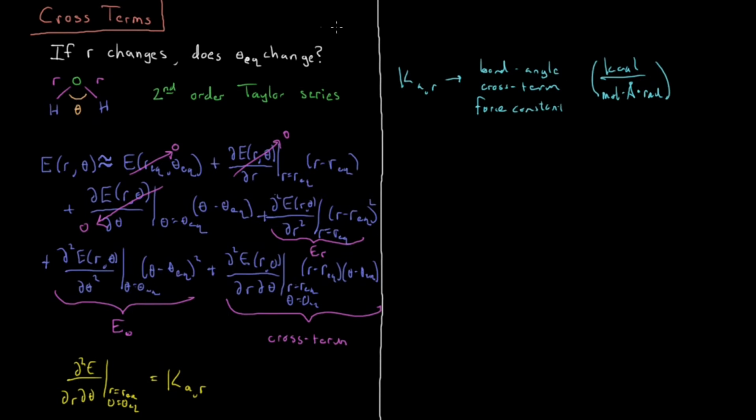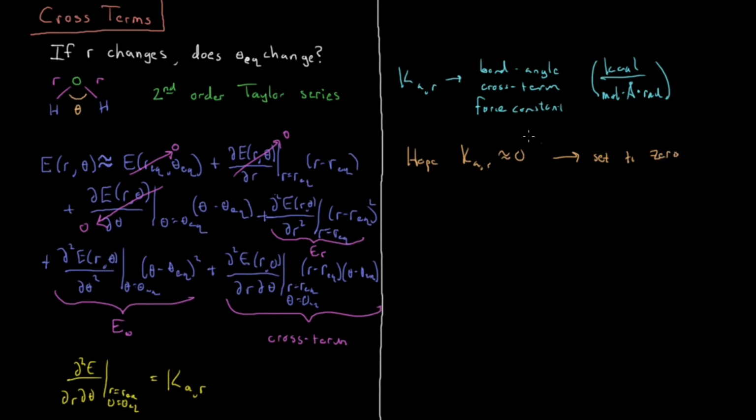So notice that for bonds, the force constant was kcal per mole angstrom squared. For angles, it was kcal per mole radian squared. This is the cross term, so it's kcal per mole per angstrom per radian. Okay, so what we basically assume and what we hope is that K A R is approximately 0 and that we can set it to 0 for most force fields.